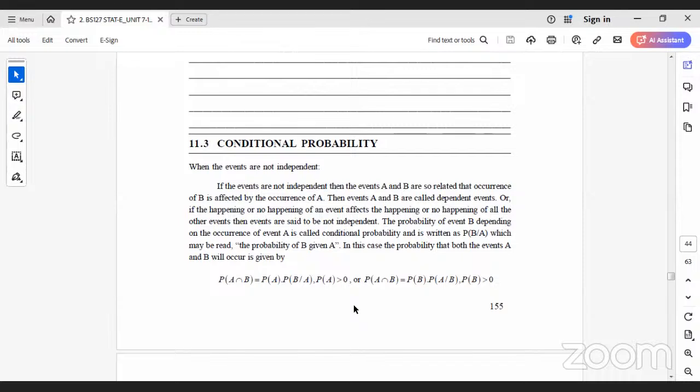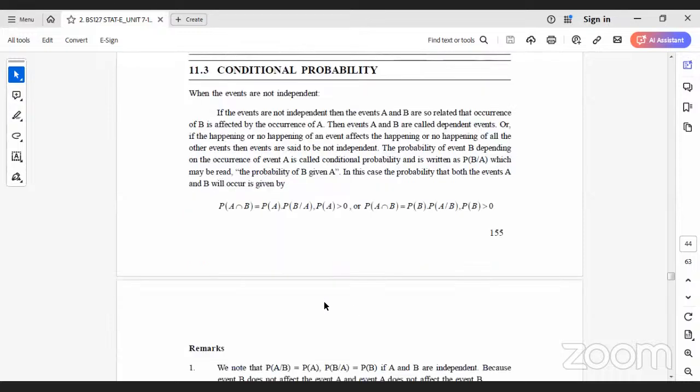The probability of an event B depending on the occurrence of event A is called conditional probability and is written as P of B given A, which may be read as the probability of B given A. In the case of the probability that both the events A and B will occur, P of A intersection B equals P of A into P of B given A, where P of A is greater than 0, or P of B into P of A given B, where P of B is greater than 0.